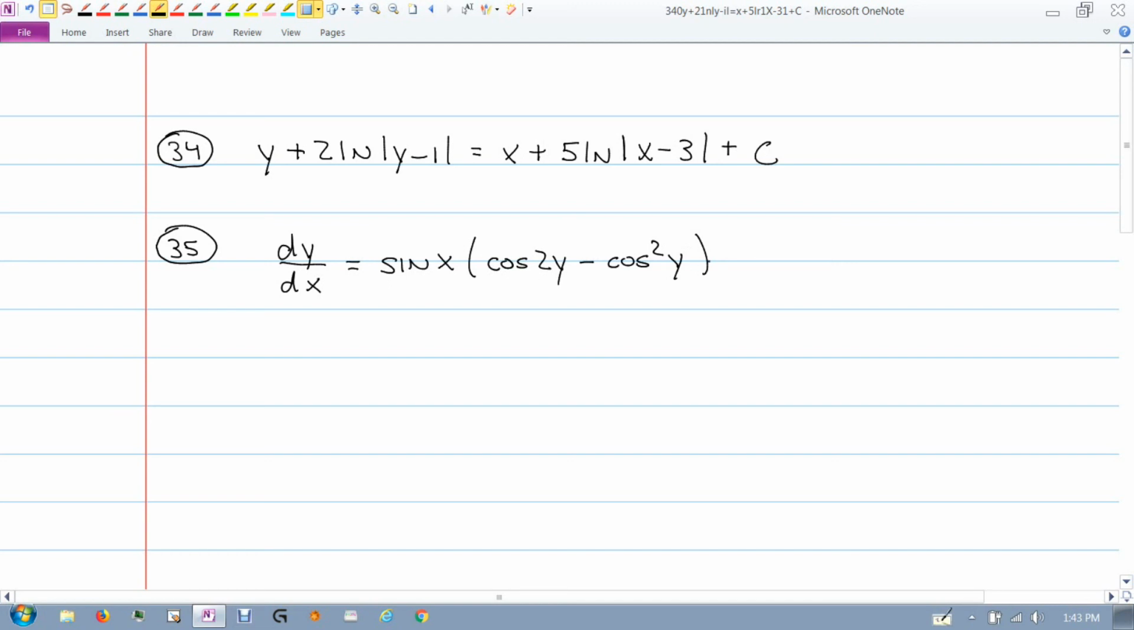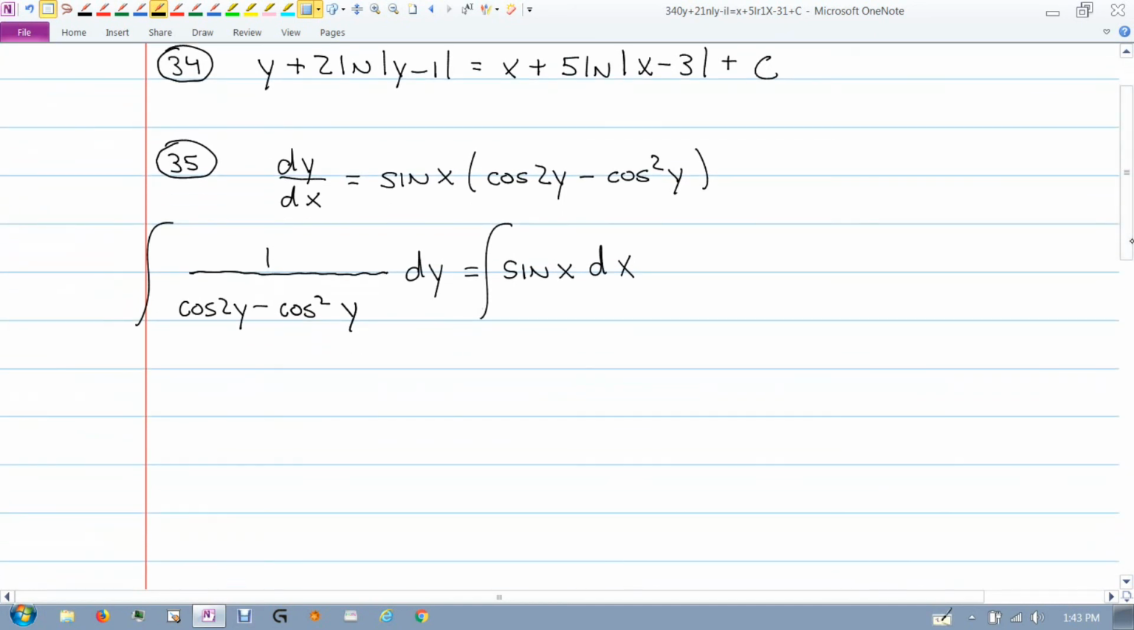All right, so this seems simple enough: you just divide both sides by cosine 2y minus cosine squared y dy, and then you just multiply both sides by dx, and we're here. So this seems pretty straightforward, but this integration might be a little bit messy. I'm going to notice one thing here. This right here, I can use that half angle identity. Remember, that's 1/2 (1 plus cosine 2y). And I'm wondering if that's going to help me.